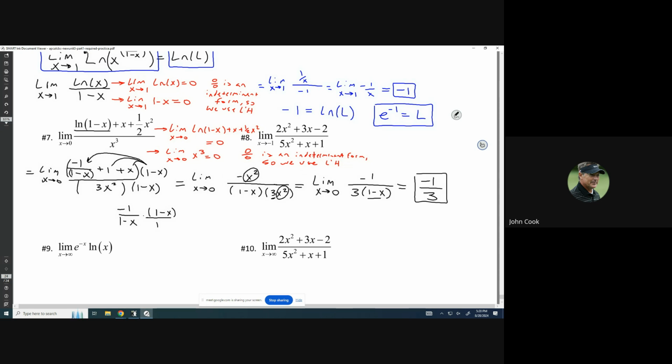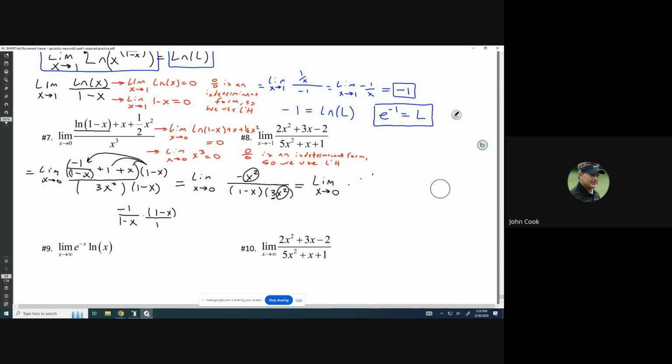So that's just using a little bit of algebra to simplify. But don't worry, if you didn't catch that, that's okay. Or if you didn't think to do that, that's all right. You could actually still do L'Hopital's rule. I think it's 2 more times. And as long as your algebra checks out, you'll get the same exact limit that I just got, -1/3. Okay, so there's number 7.